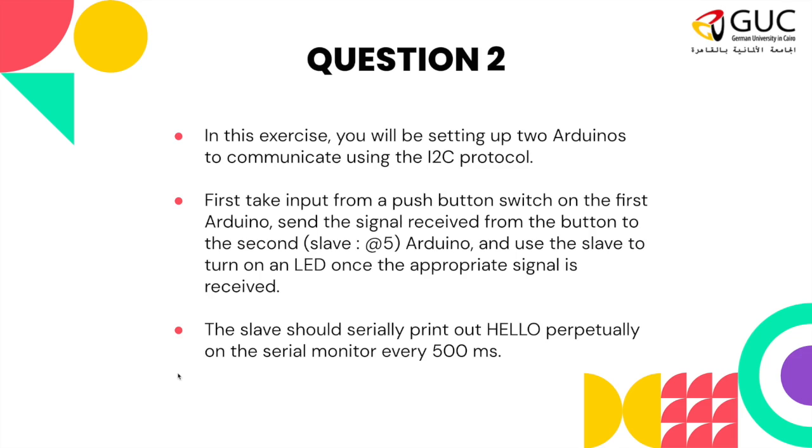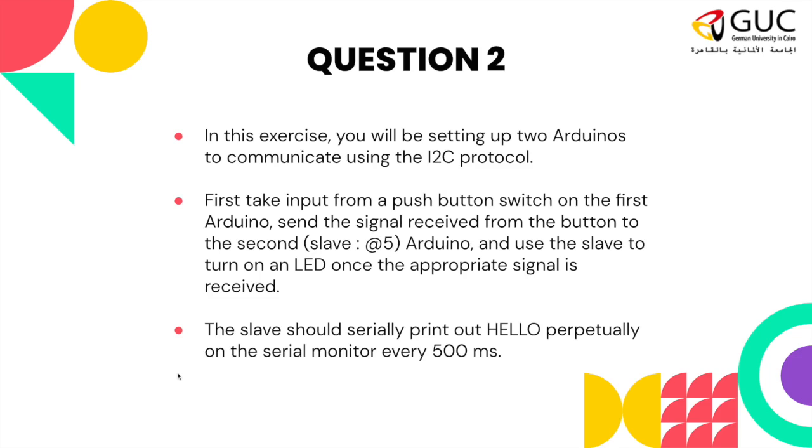And here, first take input from a push button switch on the first Arduino, send the signal received from the button to the second slave, whose slave address will be 5, and use the slave to turn on an LED once the appropriate signal is received. So I have two Arduinos, okay? An Arduino that is connected to a push button, and another Arduino which is connected to an LED. If I click on the push button on the first Arduino, I want to turn on the LED on the second Arduino.